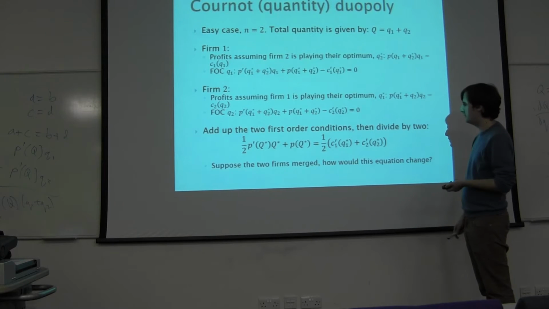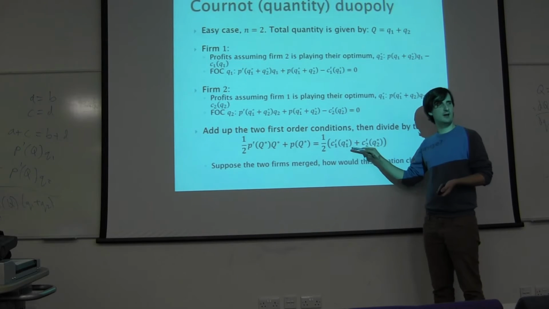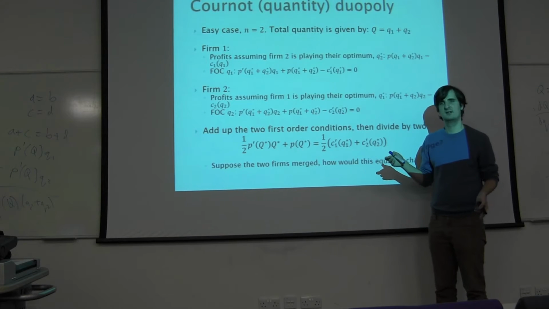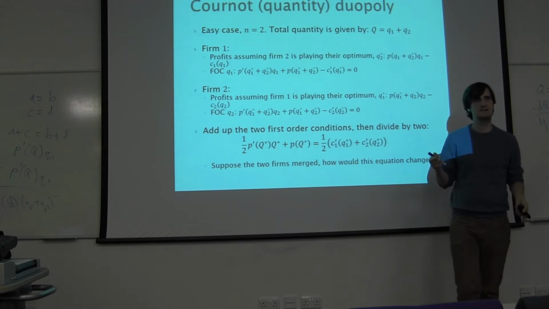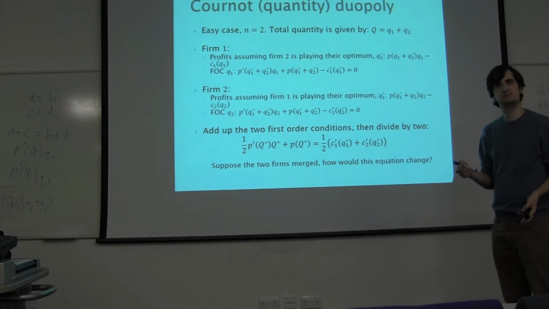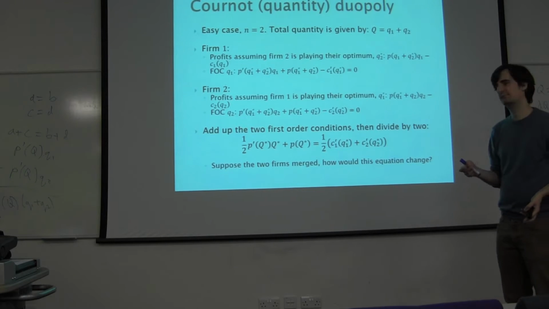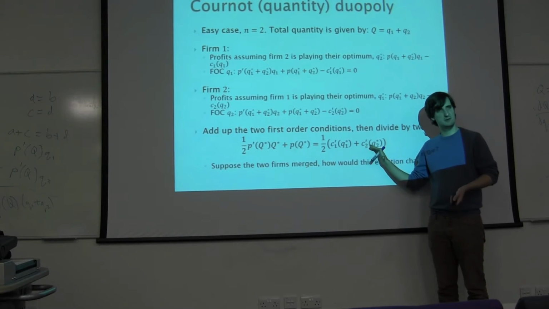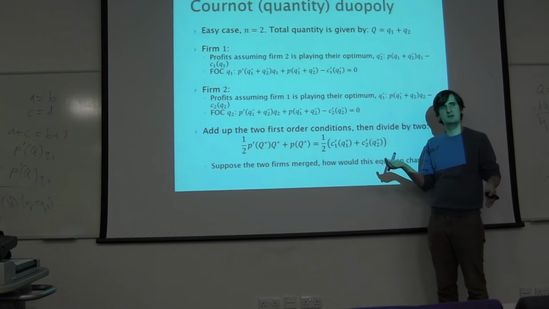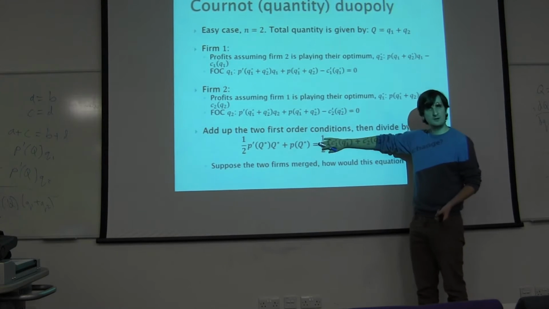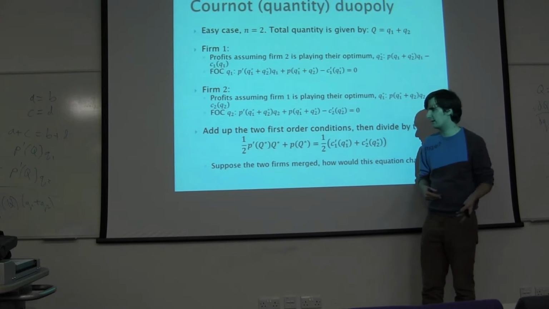Okay, so here's Cournot duopoly. What's this thing on the right hand side? Describe this thing in words. So this is marginal cost of firm 1, this is marginal cost of firm 2. Adding the two things together, dividing by 2, it's average marginal cost. So the total quantity produced is going to be a function of average marginal cost here.